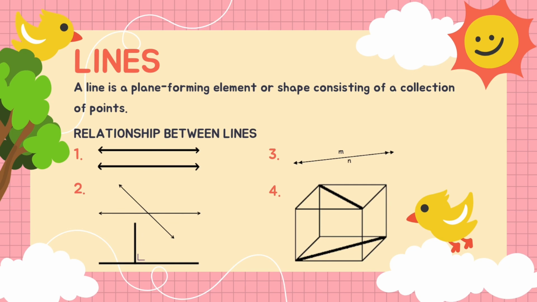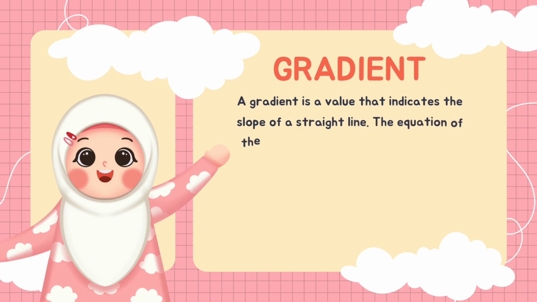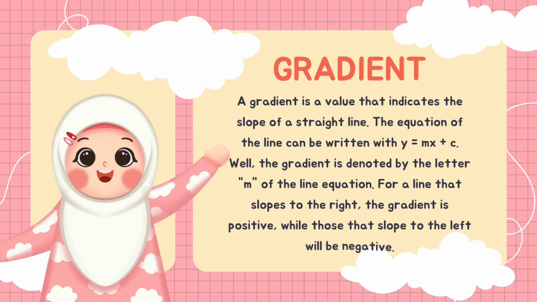Next, I will explain about gradient. Gradient. A gradient is a value that indicates the slope of a straight line. The equation of the line can be written as y equals mx plus c. Well, the gradient is denoted by the letter m of the line equation. For a line that slopes to the right, the gradient is positive, while those that slope to the left will be negative. That's a brief explanation of lines and gradient.